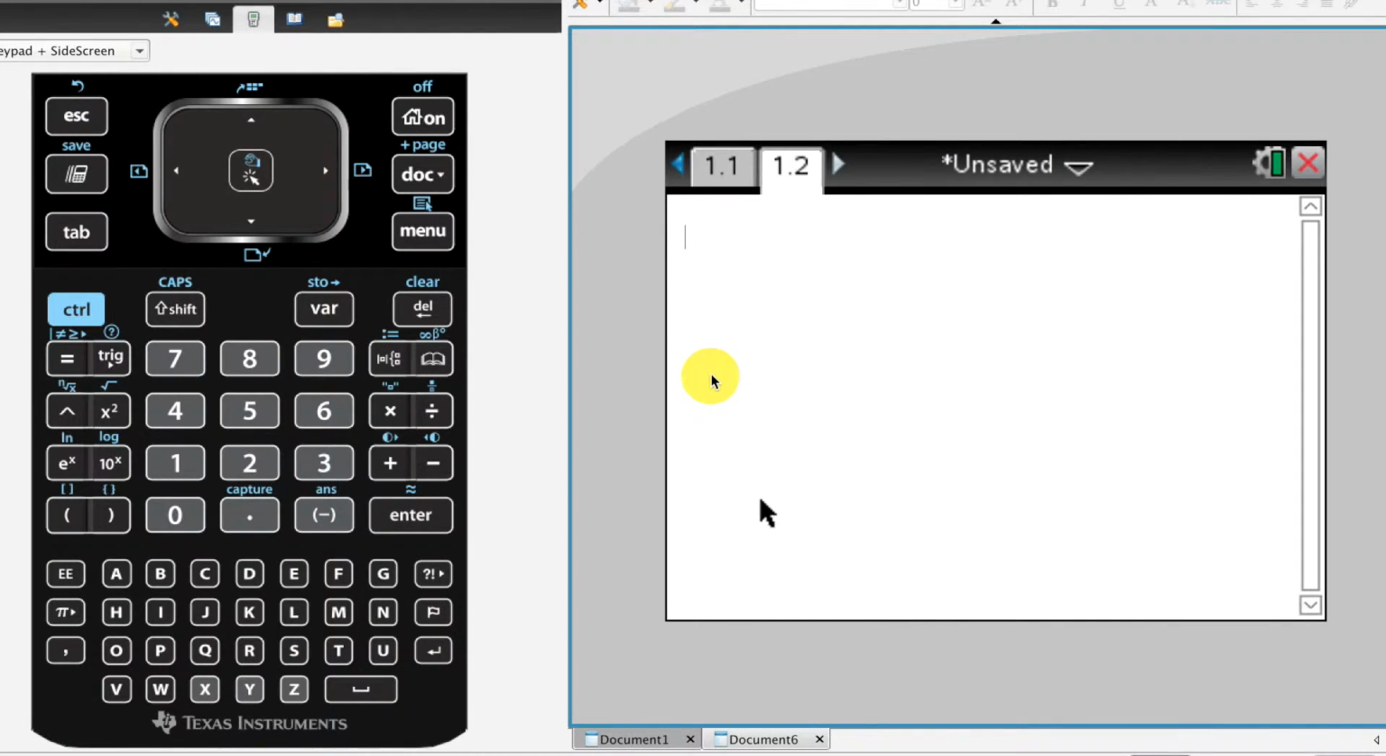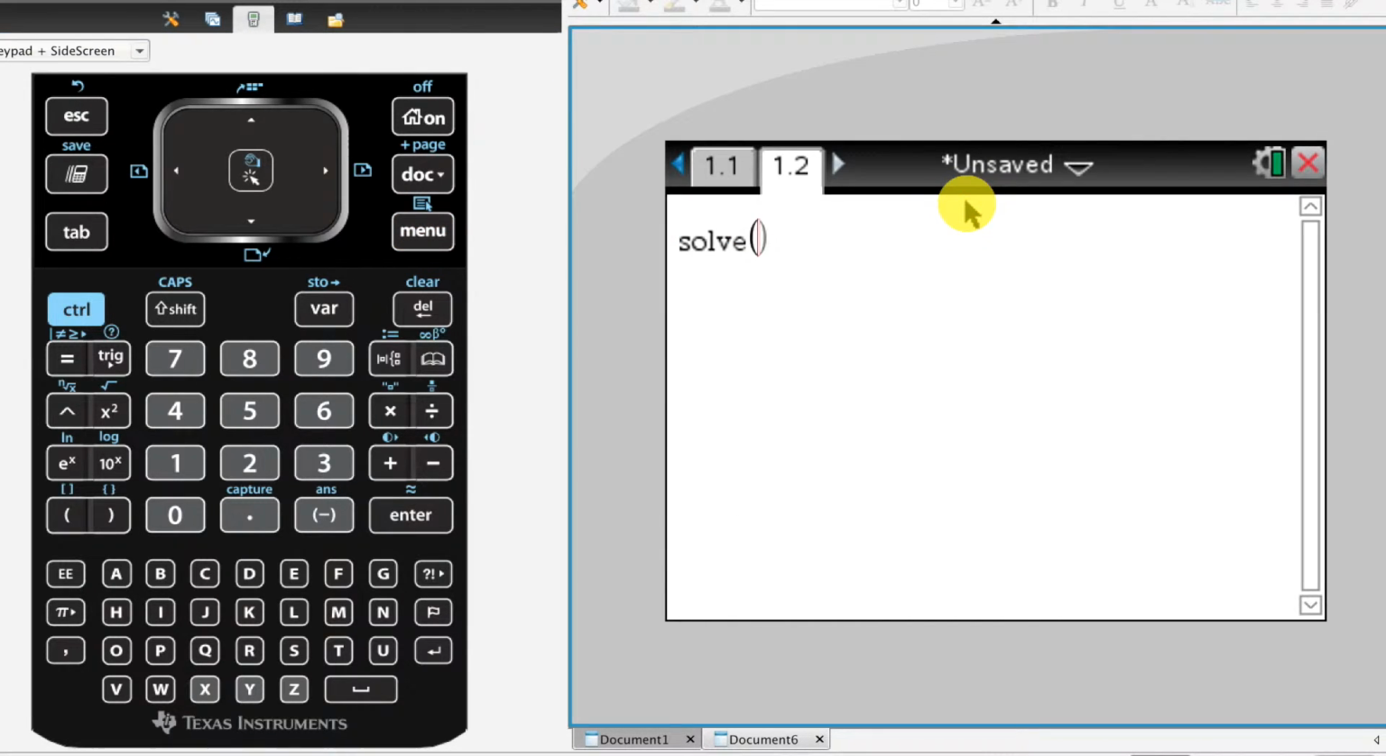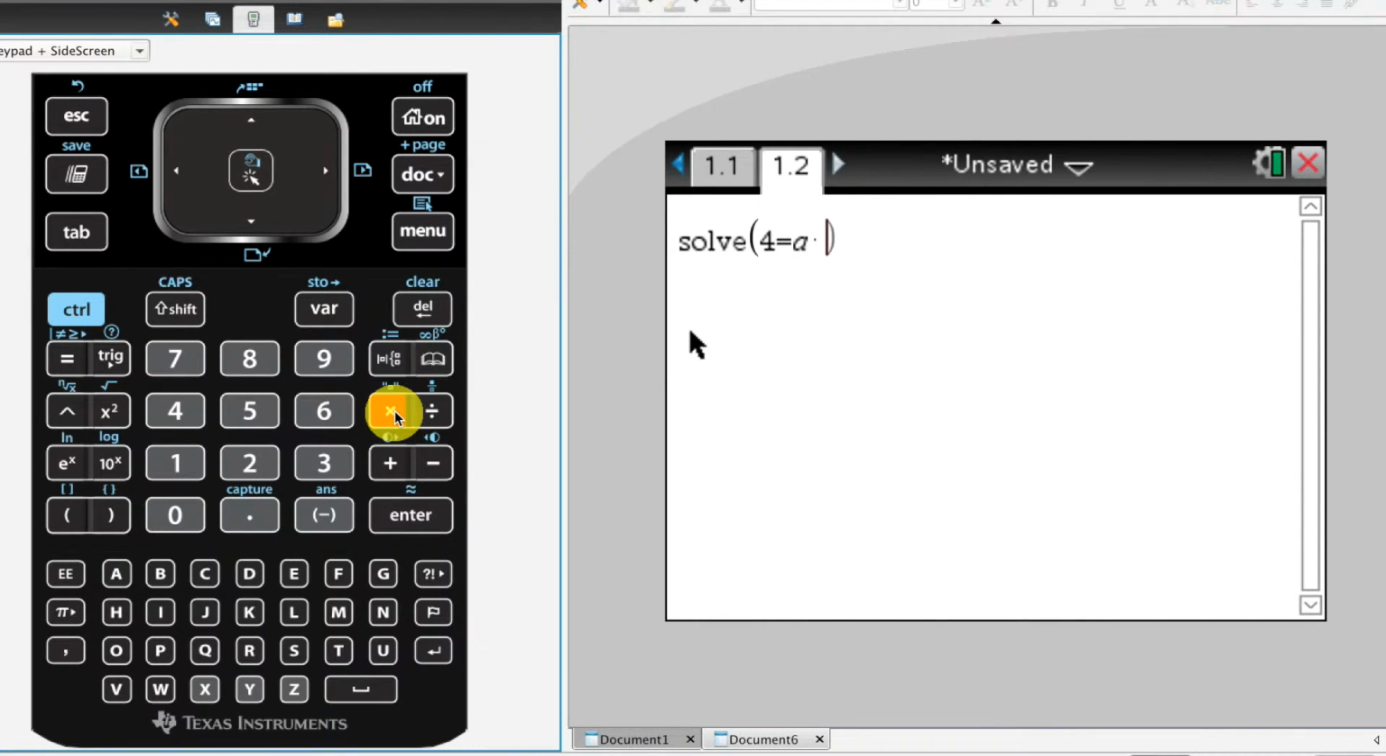So here we have our CAS. I'm just in calculator mode, so I just need to go Menu, Algebra, and Solve. I'm now going to put in my first equation, so 4 equals A, and this is really important. Make sure you put a multiplication symbol in here. So times, it'll just appear as a little dot, R, and then that is raised to the power of 4 minus 1.